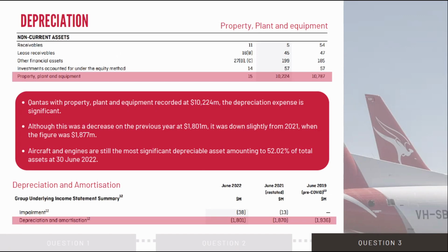Which indicates that the depreciation expense of Qantas is remarkable because it barely comes from the P&L. And in part of residual value, next slide please.